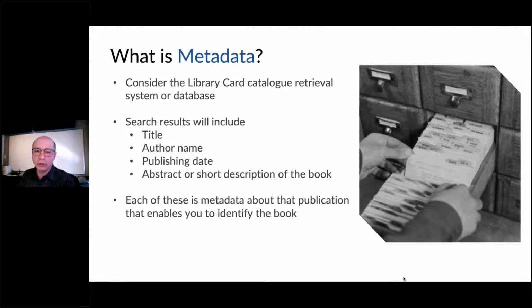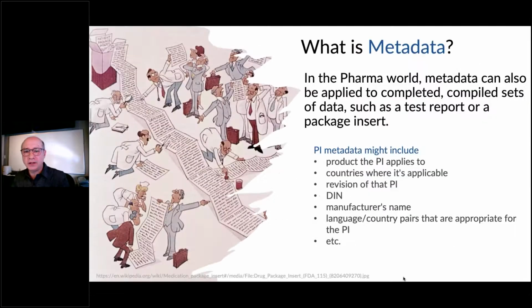Now, in the pharma world, we often have the need to identify metadata at the publication level as well. If you're creating a PI from a CMS, or a content management system, having individual metadata on the elements will allow you to assemble it. And if you want to identify a previously created PI that you've already put together, you can search metadata within the CMS to find it. So the metadata we see here, the country where it's applicable, what revision it is, the DIN, the manufacturer's name, these are all pieces of metadata that would enable you to find the assembled PI that you're looking for by doing a progressive search.